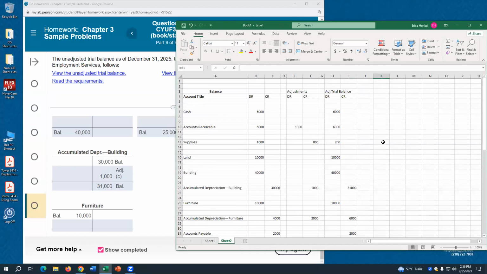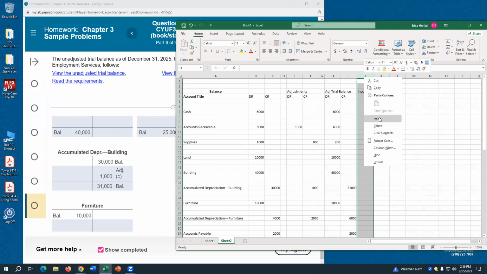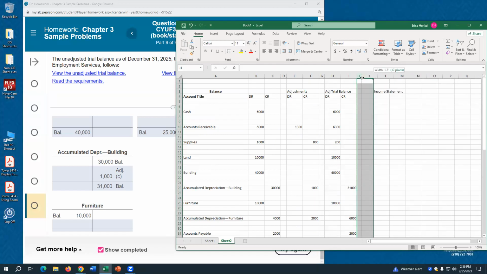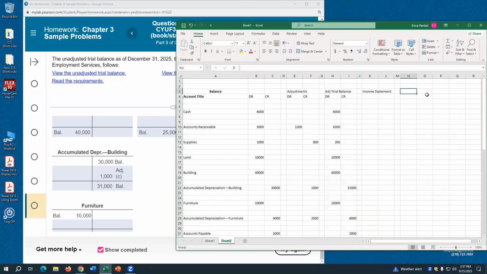All right, and then from there, it's just separating them out into your financial statements. So we'll have income statement. I'm going to make a little mini one there again so we can see the difference. And then balance sheet will be over here. So we could just go right from the top and scroll our way down.